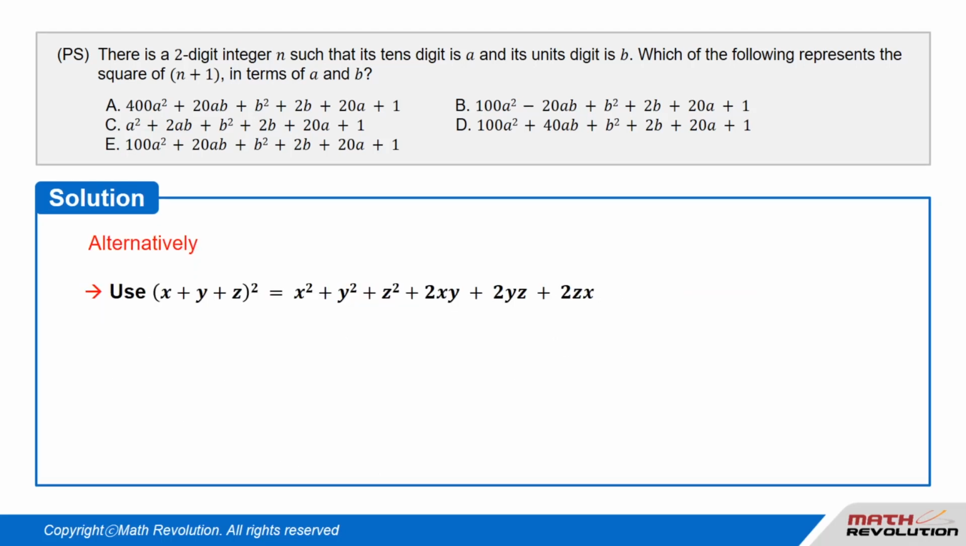Alternatively, you can use the formula (x + y + z)² = x² + y² + z² + 2xy + 2yz + 2zx.